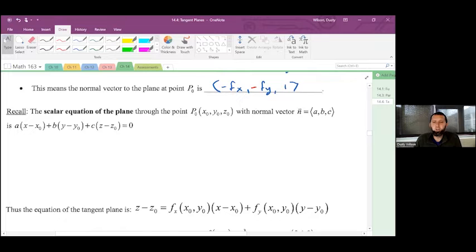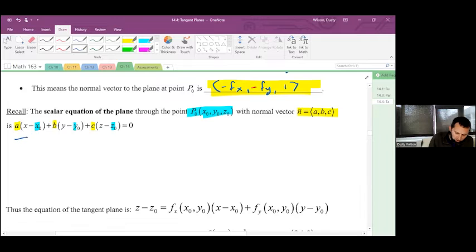Recall, the scalar equation of the plane through the point p naught, x naught, y naught, z naught, with normal vector n, which is a, b, c, is a times x minus x naught plus b times y minus y naught plus c times z minus z naught equal to 0. So in our particular case, our normal vector a, b, c, which shows up here in the equation, is given by that normal vector that we found above from the cross product, and our point is the same in both cases.